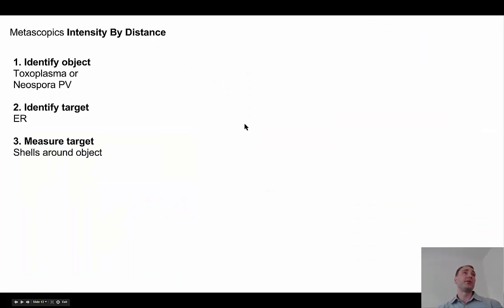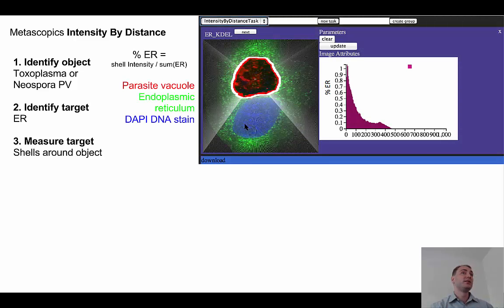Another approach we had to this problem was identifying, for both Toxoplasma and Neospora, which are 2 different parasites, whether or not they're recruiting the endoplasmic reticulum, which is a larger organelle. To do this, we again used immunohistochemistry, and we wrote an algorithm where the user would draw and identify the parasite vacuole, the surface of the parasite vacuole.